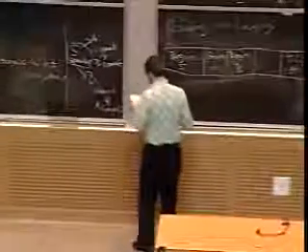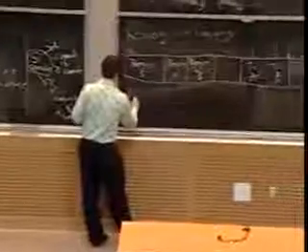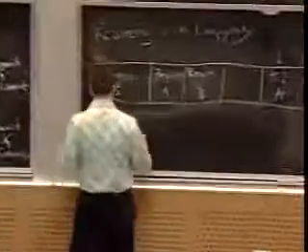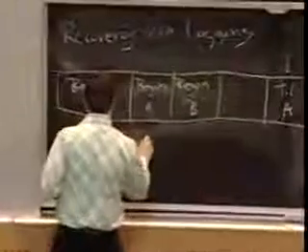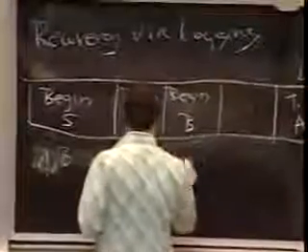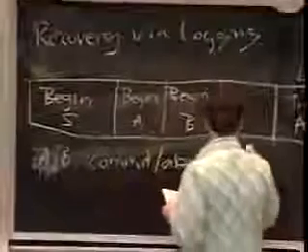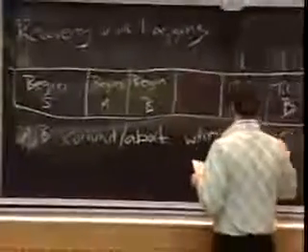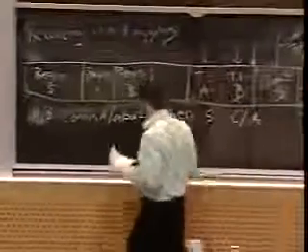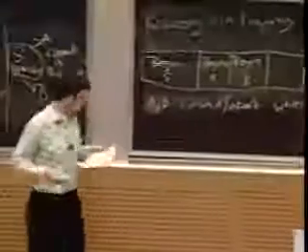Okay, so just to make it clear, we say that A and B commit or abort when S commits or aborts. So I've just written CA here for commit or abort.